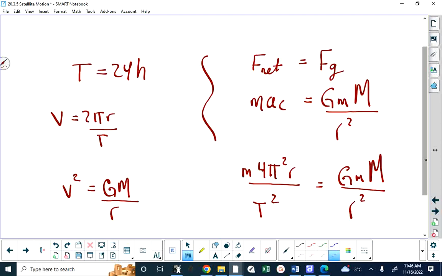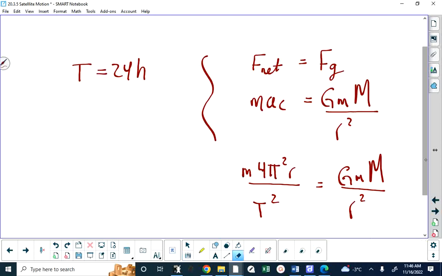And by the way, in any of the previous questions, when you were asked to find the period, you could have just done that and found the period from this formula. But I don't recommend it unless you have to use this formula. And the reason why is this. When you rearrange that formula for r, you're going to get an r cubed.